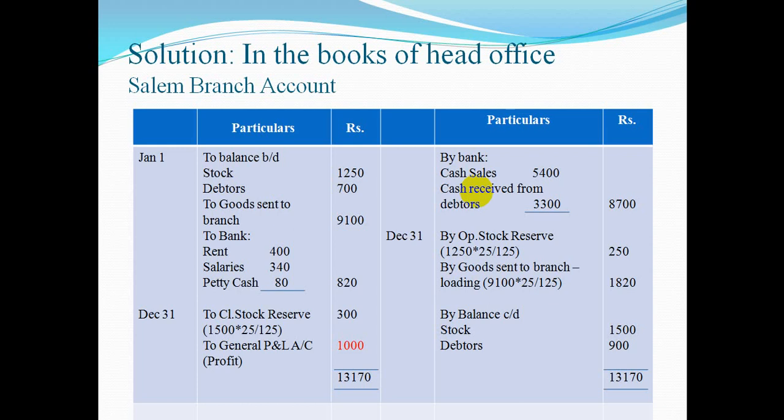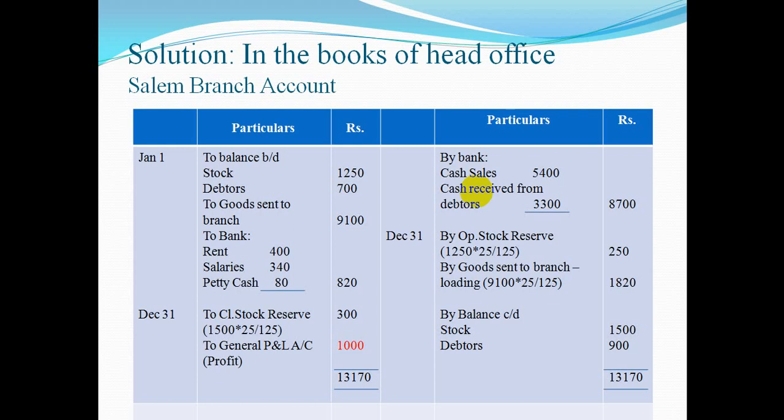Why we mention 25 divided by 125 is because the stock and goods sent to branch are at invoice price, but in our problem the question mentions cost plus 25%. So we convert this percentage into invoice price. That's why we mention 25 divided by 125. And then we have one more thing: by goods sent to branch loading, 9,100 into 25 divided by 125. The answer is 1,820.